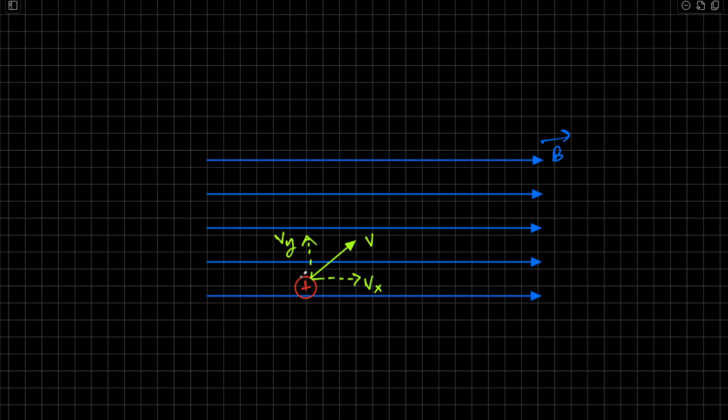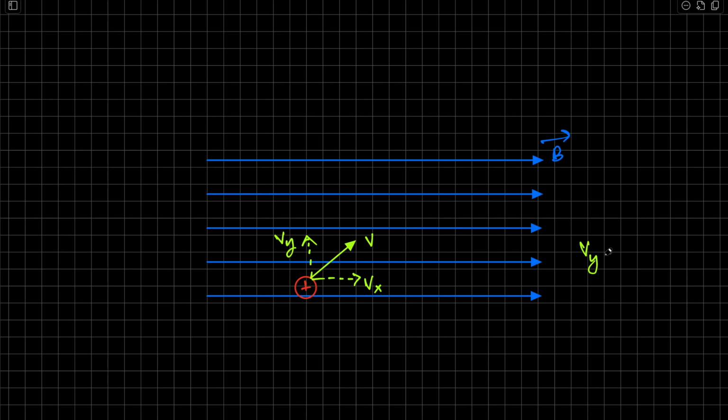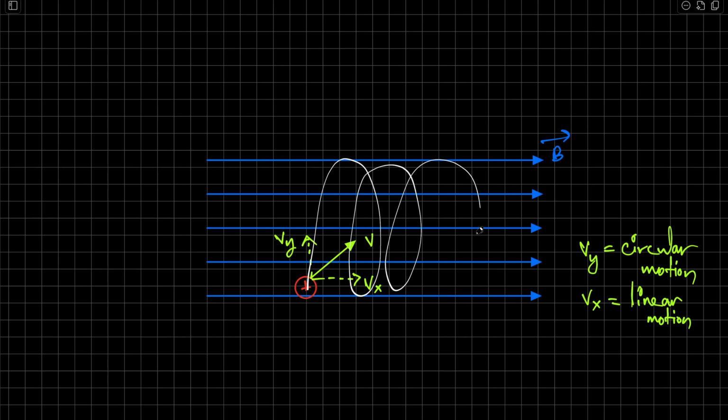This is due to the y component, but the x component would push it forward. So the shape of the path would be helical, just like this. The y component of velocity is responsible for the circular motion, and the x component is responsible for the linear motion. The circular motion plus linear motion would result in a helical path. This particle would move in a helical path.